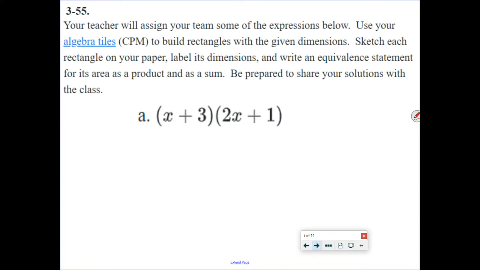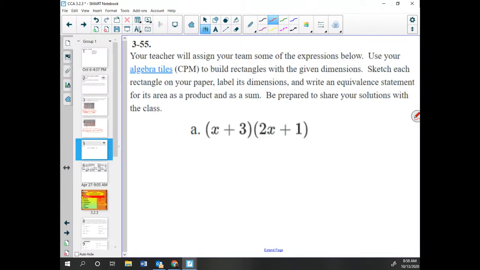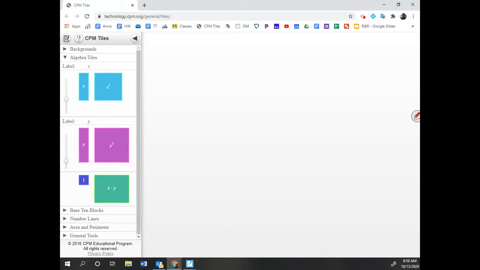So I've got the quantity of x plus 3 times the quantity of 2x plus 1. This is actually kind of a challenging thing to do. We are going to be doing a series of these tomorrow in class, but I wanted to walk you through the first one so you could see how we do it. Okay? So we've got the quantity of x plus 3 times 2x plus 1. I've got to remember this, so we're going to go to my algebra tiles, and it was x plus 3 times 2x plus 1.